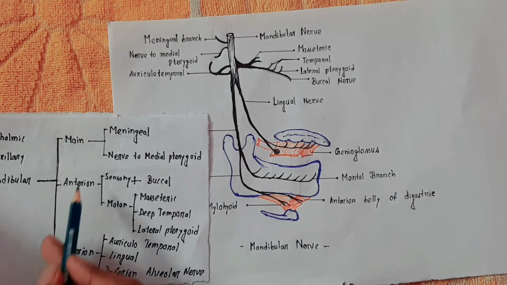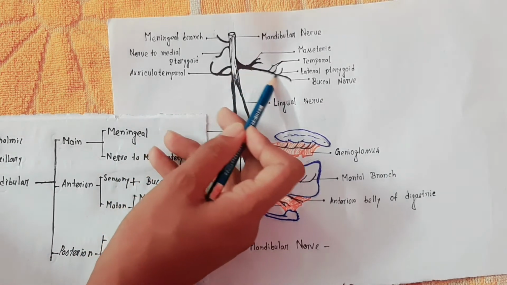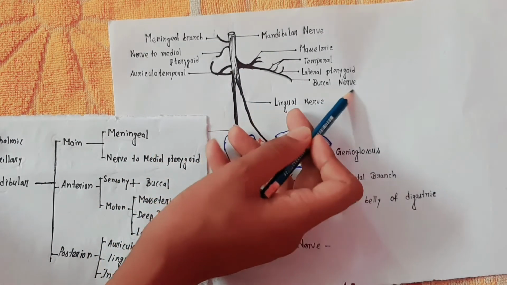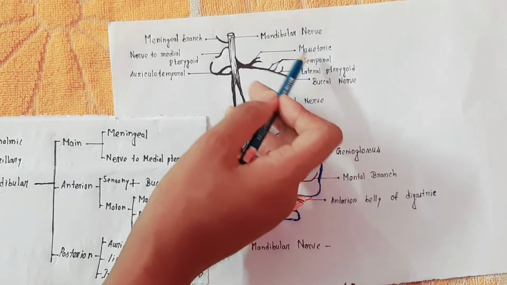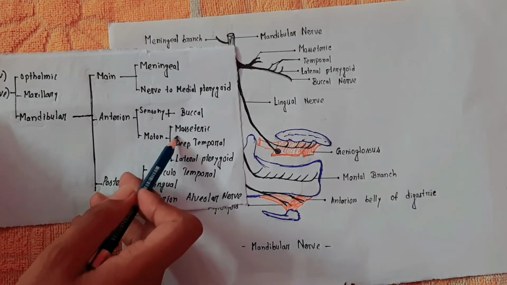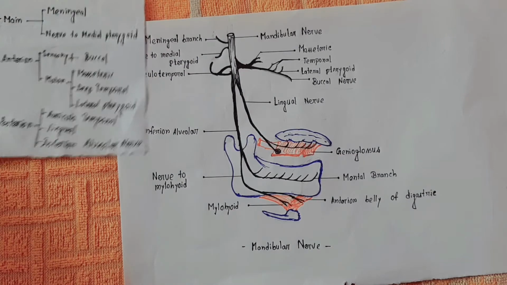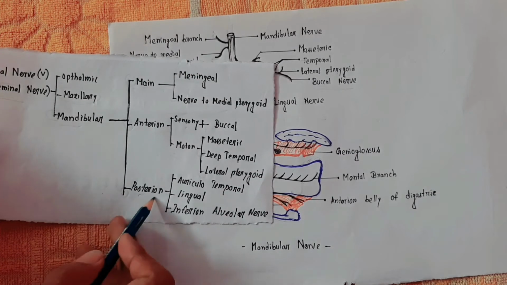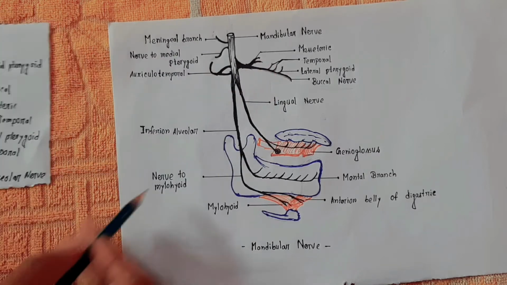Then you can see the anterior trunk: sensory is buccal. Here you can see this is the buccal nerve, that is sensory, and the other three, lateral pterygoid, deep temporal and masseteric, are the motor supply. Here you can see the motor supply: masseteric, deep temporal and lateral pterygoid. And the other three are the posterior trunk, you can see auriculotemporal, lingual and inferior alveolar.